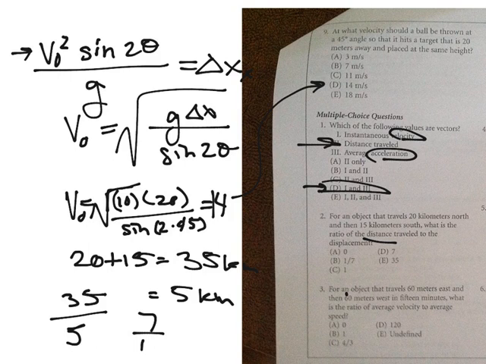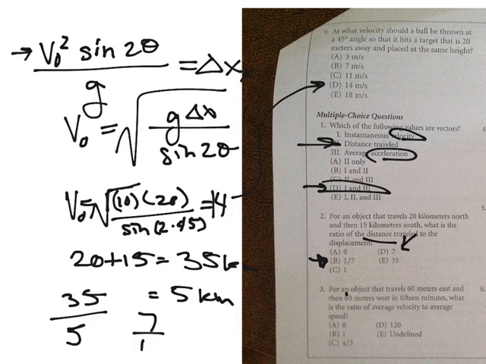So the ratio would be 7, and obviously this looks really similar, so you just have to be really careful which one it's talking about. It's the ratio of the distance to the displacement, not the displacement to the distance.